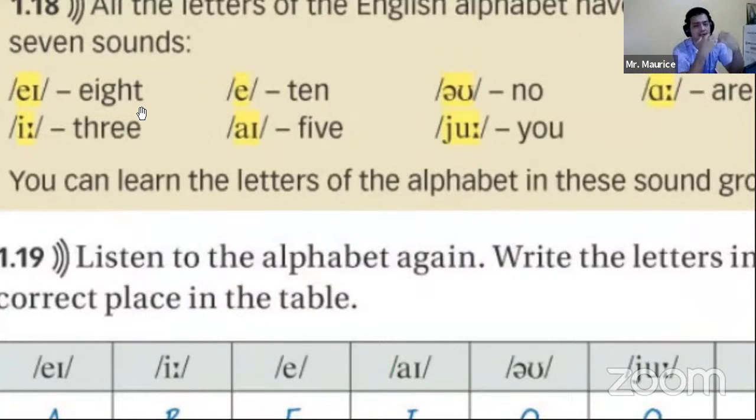Aquí tenemos los 7 sonidos que pueden ser encontrados en el alfabeto. El primero, como el ejemplo que ve usted ahí, la palabra 8, que representa el número, el sonido A. 8. So this is a sound. En la parte de abajo tenemos el otro sonido que es E, como 3. E3.